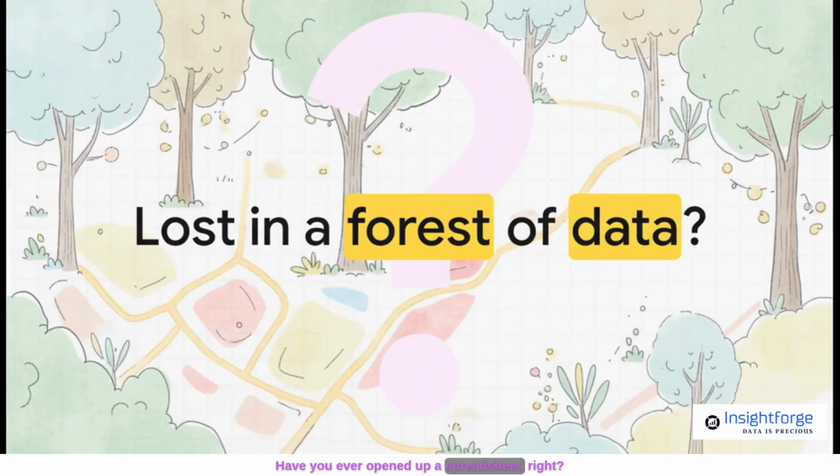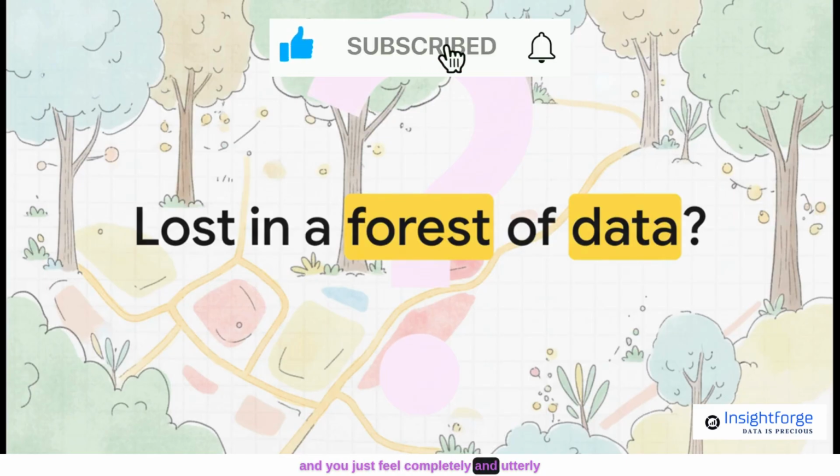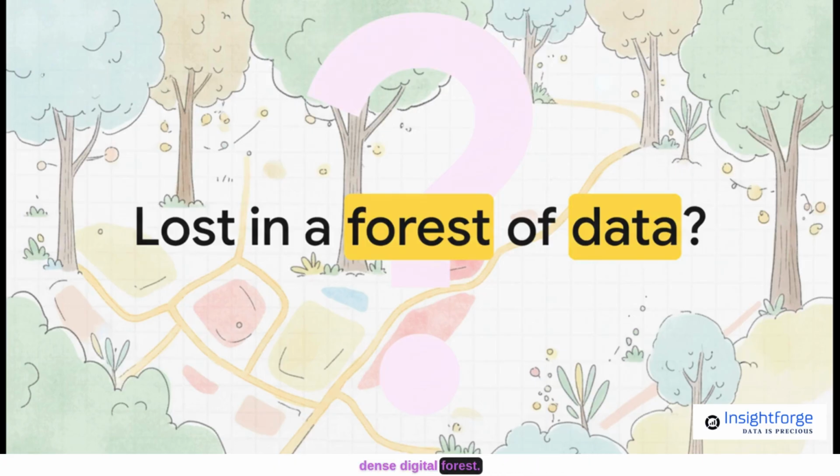Have you ever opened up a spreadsheet, right? And you're just staring at hundreds, maybe thousands of columns, and you feel completely and utterly lost. It's like you've been dropped in the middle of this huge, dense digital forest. You know there's a story in there somewhere. You can feel it, but you can't see it because there are just too many trees in the way. So, the big question is, how do you find that bigger picture?